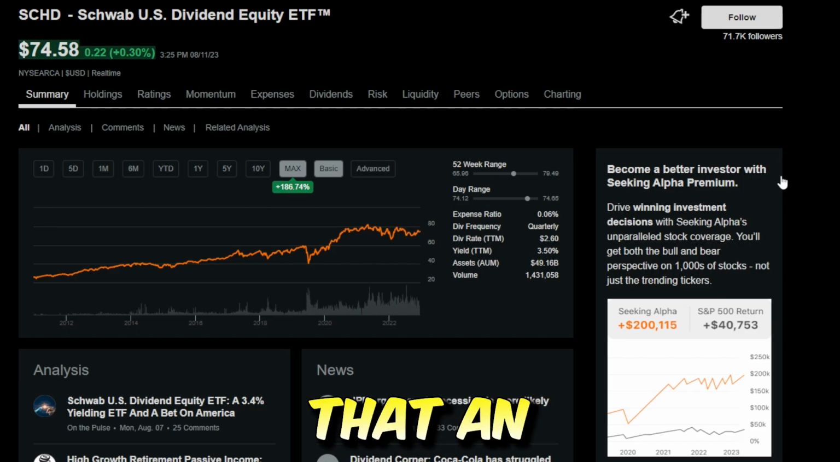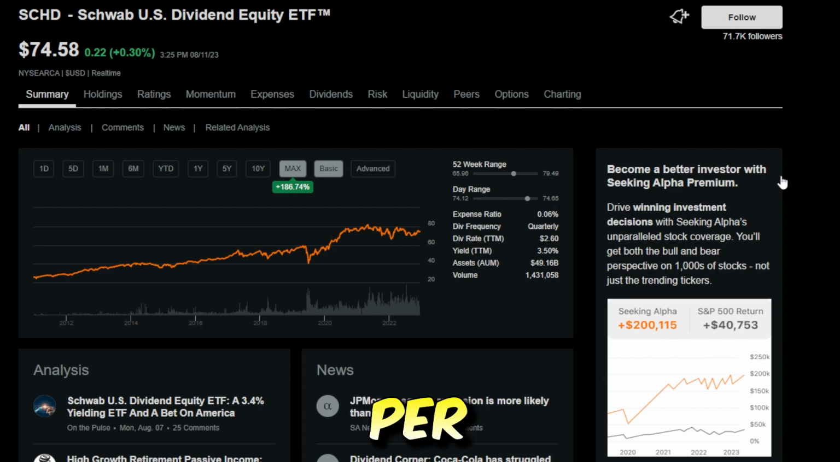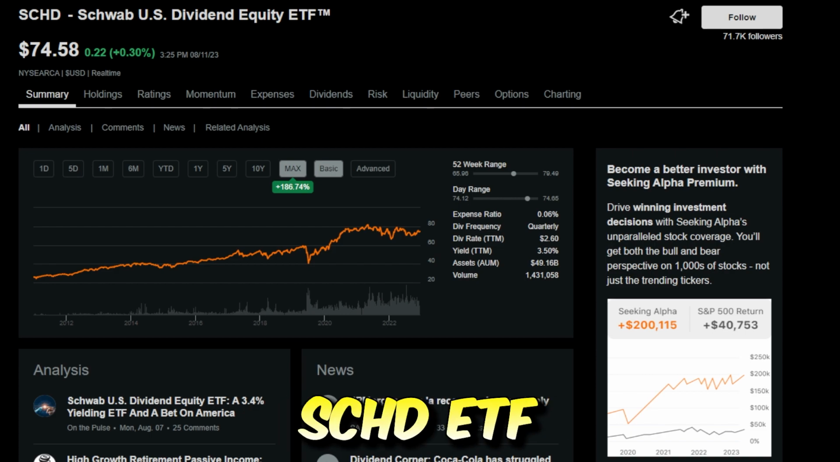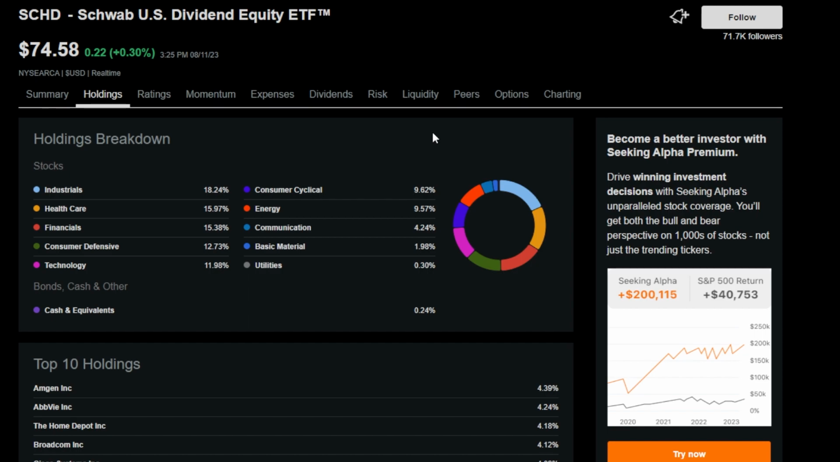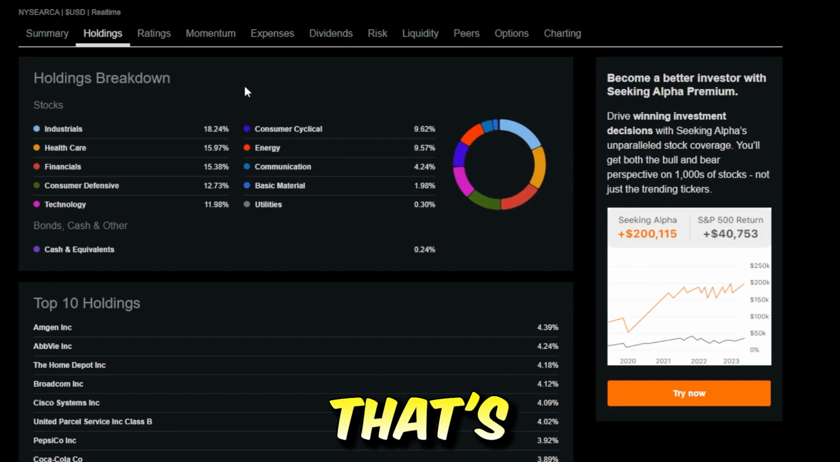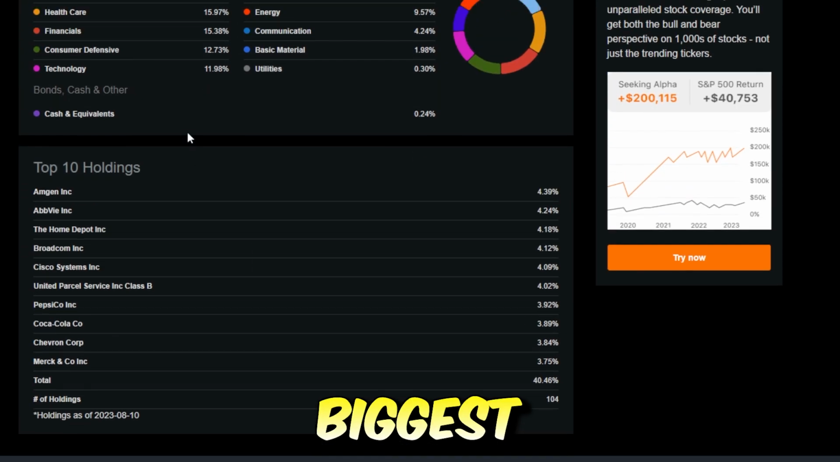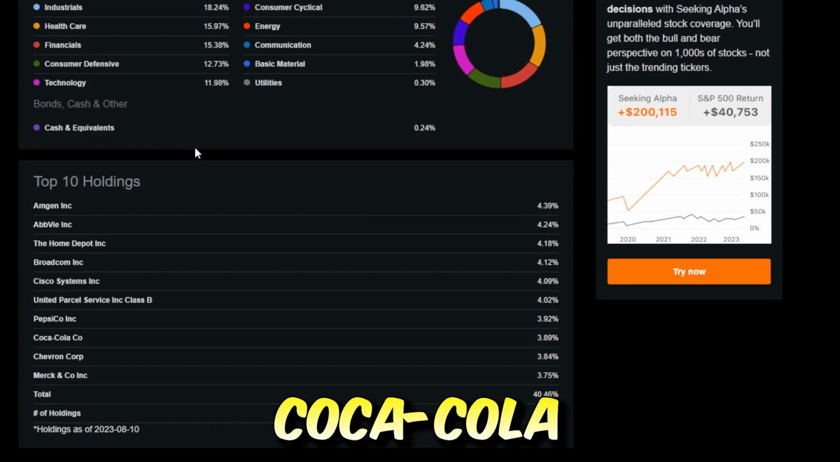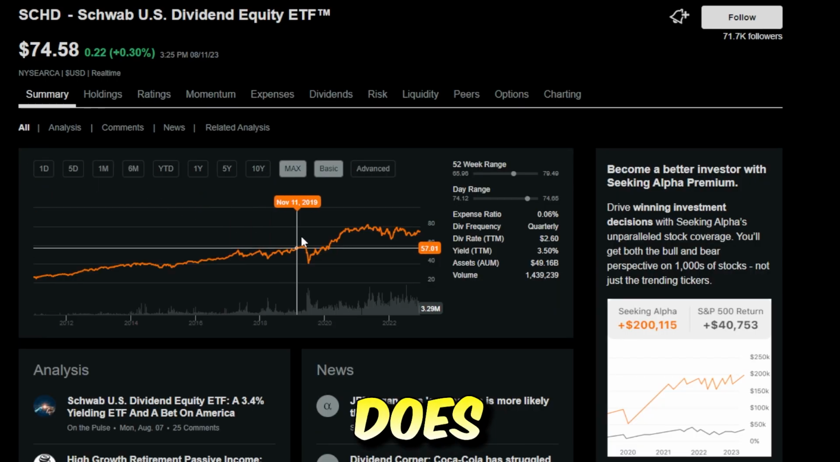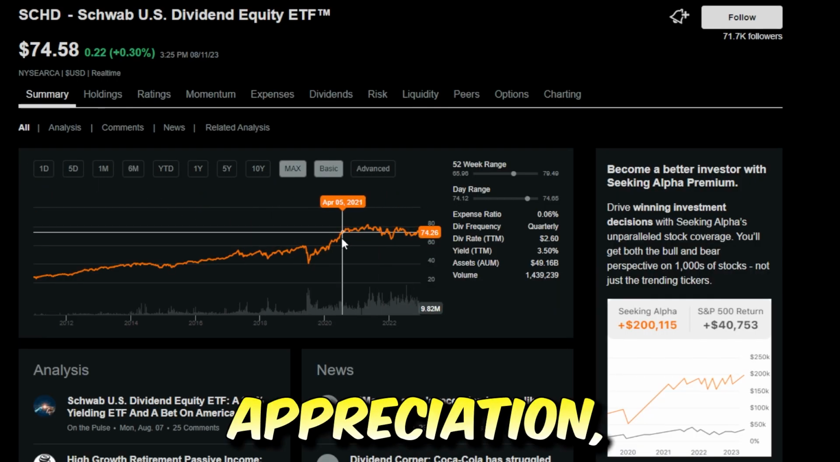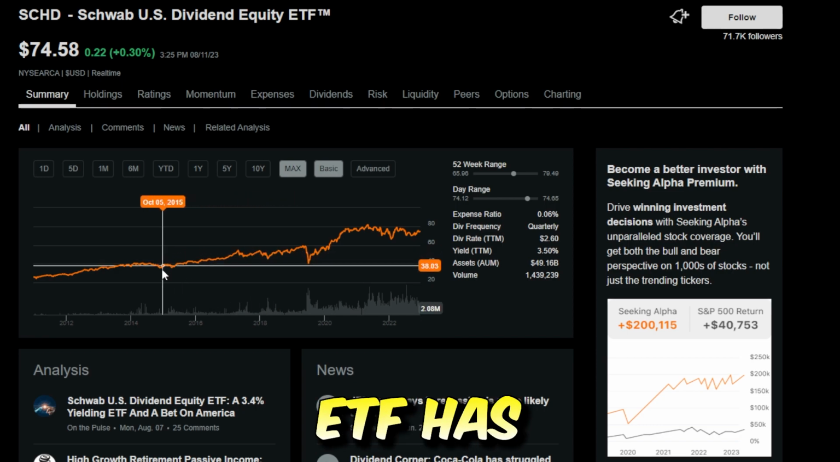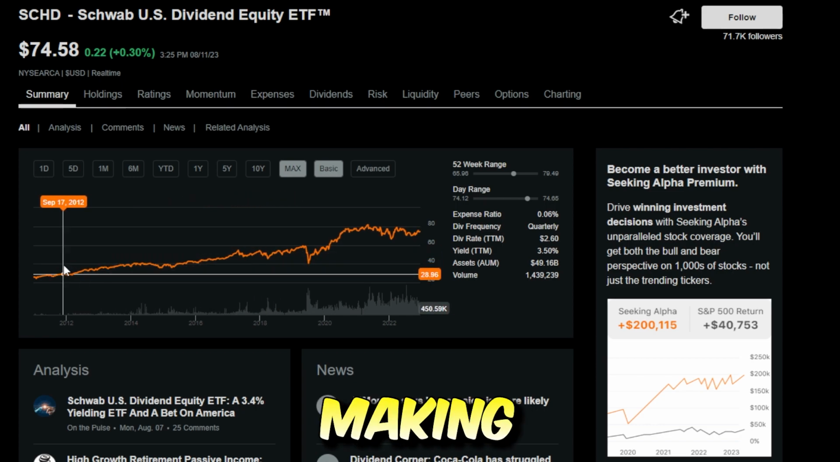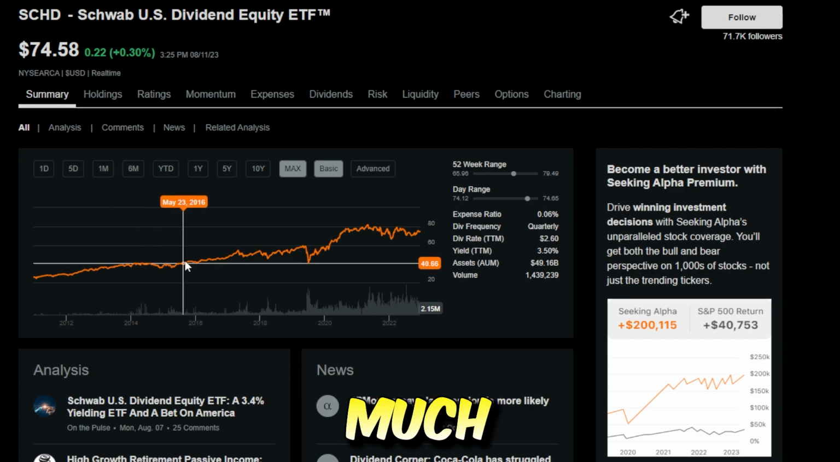So the first method that an investor could use to get to $100 per month paid out in dividends on a consistent basis is to invest into something like the SCHD ETF, or the Schwab US Dividend Equity ETF. SCHD is a great high-quality dividend growth ETF that's very diversified and has some of the biggest and best companies in the entire world in it. We're talking companies like UPS, Pepsi, Coca-Cola, and Chevron.